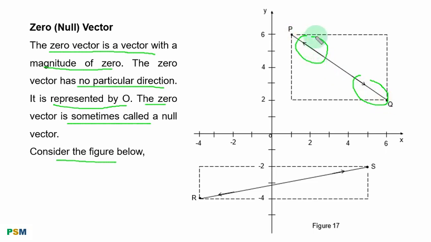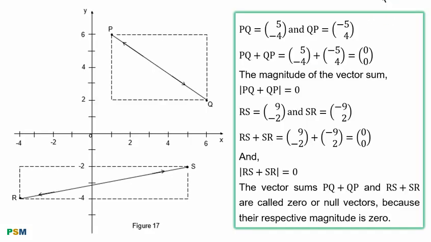Actually, there is no fixed direction. It can be from any point. A vector that appears in this form is called the zero or null vector. Considering figure 17, let's write out vector PQ. It is equal to the column vector with the entries 5, minus 4.